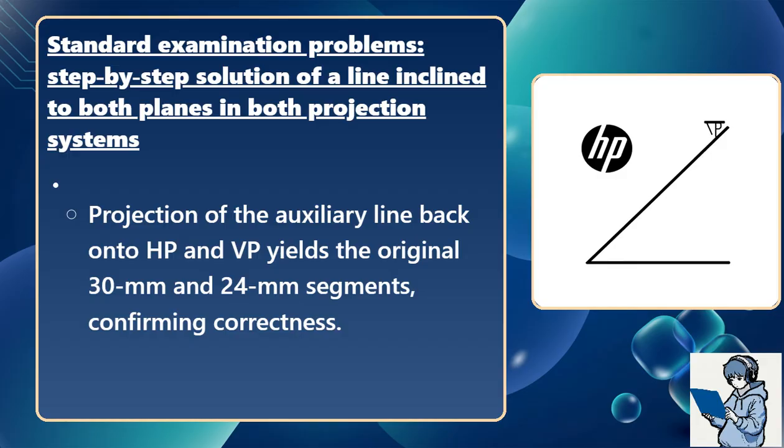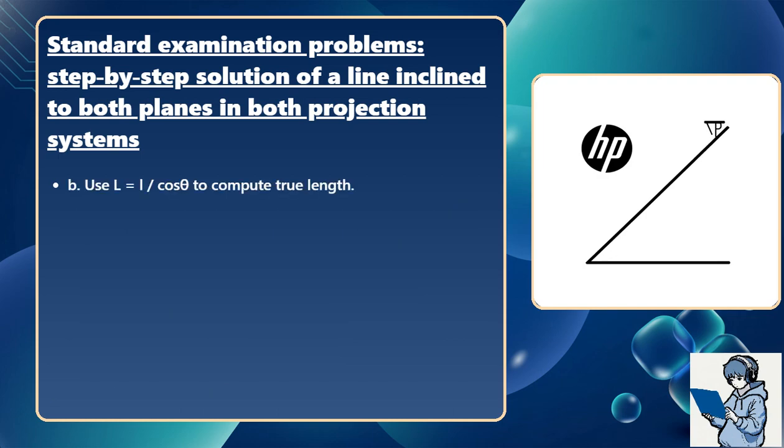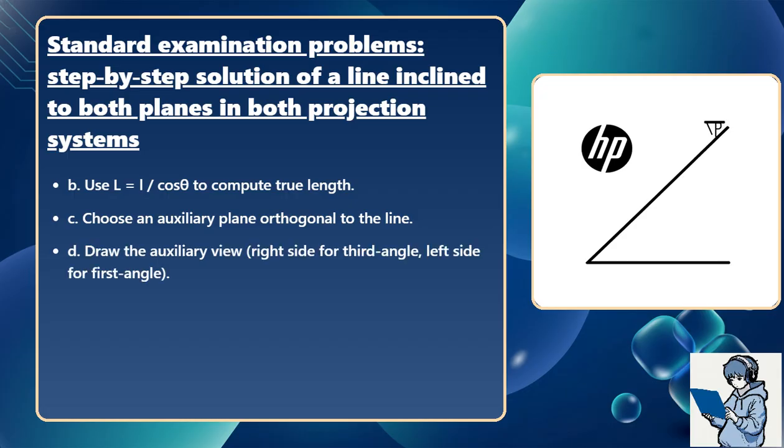segments, confirming correctness. Step-by-step checklist for both systems. A. Identify given projected lengths and any inclination angles. B. Use L equals L_projected divided by cos theta to compute true length. C. Choose an auxiliary plane orthogonal to the line. D. Draw the auxiliary view, right side for third angle, left side for first angle.